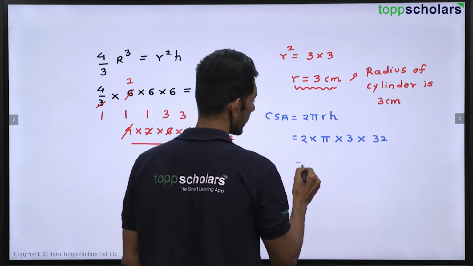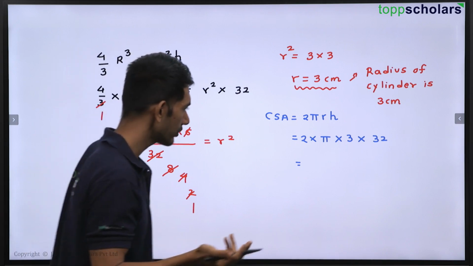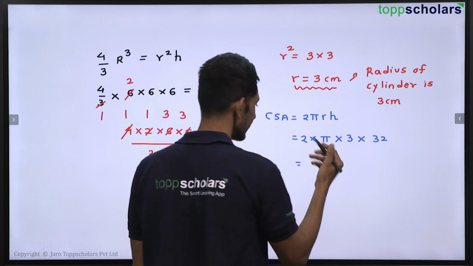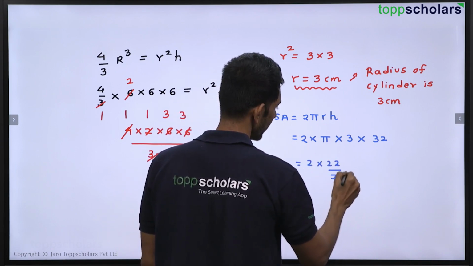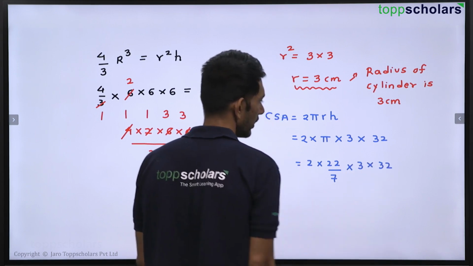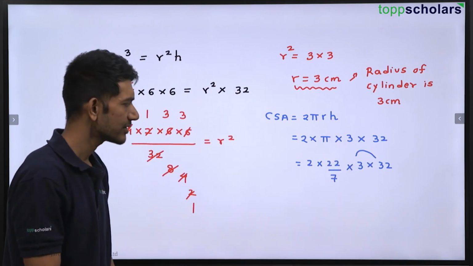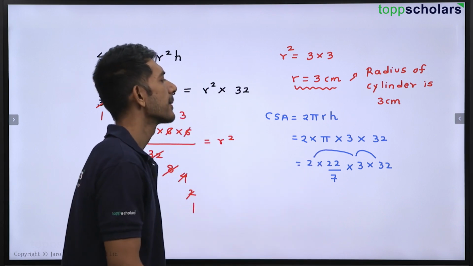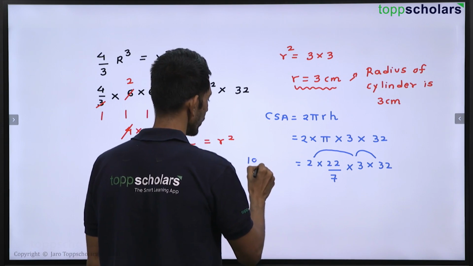Now that's your choice to take the value of pi. If you want to take 22 by 7, you can take 3.14 also. That's not a problem. The problem with 22 by 7 is you cannot do any cancellations here. But fine. 2 into 22 by 7 into 3 into 32. So 32 into 3 is how much? 96. 96 into 2 is 192. So 192 into 22.